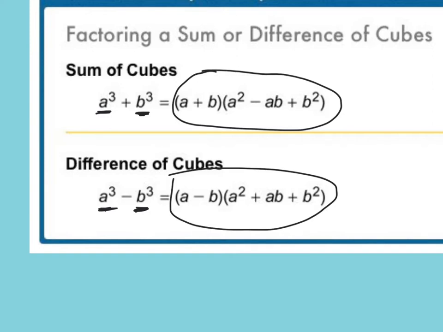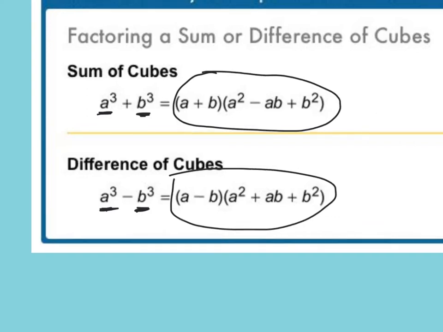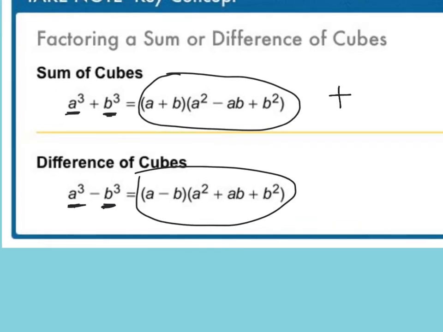So these two formulas are pretty much the same thing. The only thing that changes are the signs. So the sum of cubes, the signs go plus, minus, plus. And the difference of cubes, the signs go minus, plus, plus. So that's the only thing that's changing in our formulas. All right, let's do some examples.